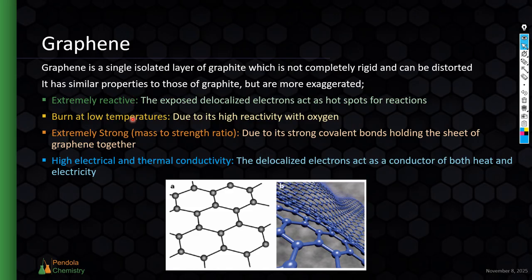Graphene is extremely reactive because its delocalized electrons are now exposed to the elements. They're not sandwiched in between layers. They become these hotspots for reactions to happen because graphene is exposed to only one layer. It burns at really low temperatures because of its high reactivity. It can react with oxygen very easily because of those delocalized electrons that are exposed, and so it burns really easily. It is extremely strong when it comes to mass to strength ratio.